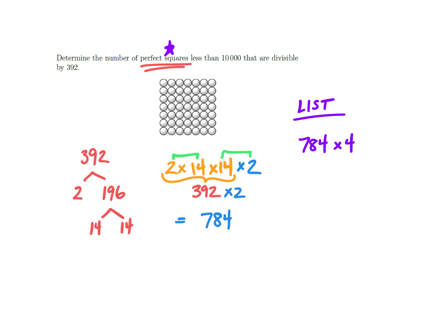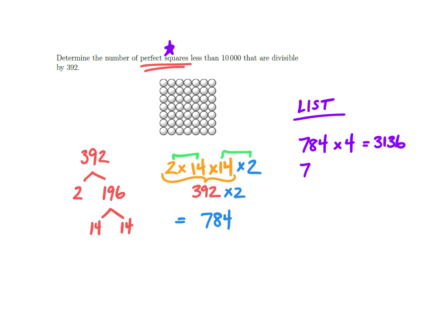784 is a perfect square, 4 is a perfect square, so I know I will have two of the same factor. Now, if I do a little calculation, my 4 times my 784 is 3,136, and I just found another perfect square that is less than 10,000, and it is divisible by 392.